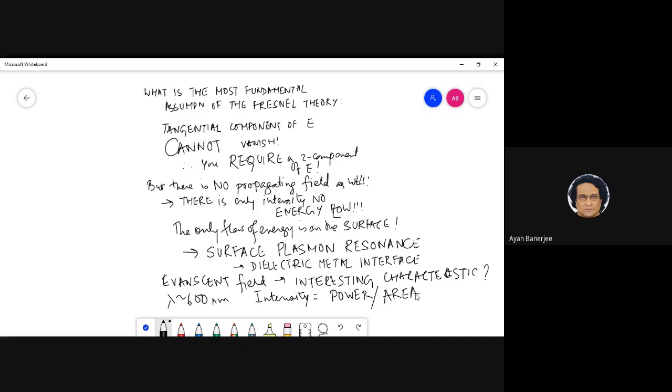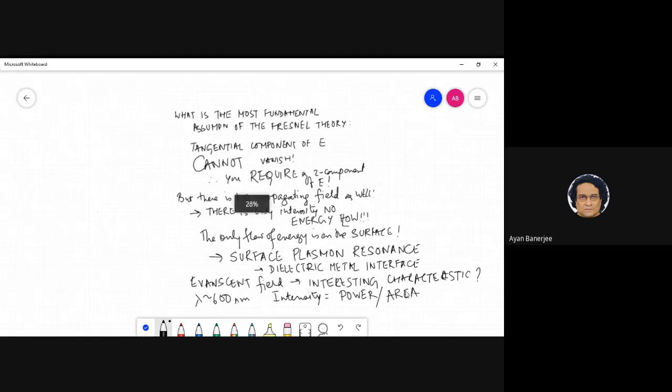That the entire field is decaying in 600 nanometers. Do you realize the humongous intensity that this field has? You can actually beat something called the diffraction limit in these evanescent waves.